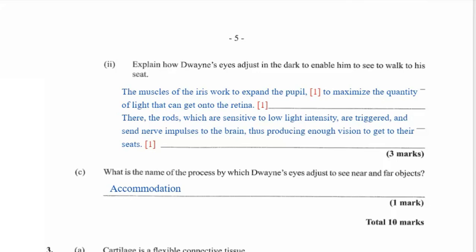The other part of the question now, part C. Name the process by which Dwayne's eyes adjust. This is different now. Before we were looking at adjusting to light versus dark. Now they're asking you about making the adjustment from near to far, so it's a difference in distance. And that adjustment is called accommodation.